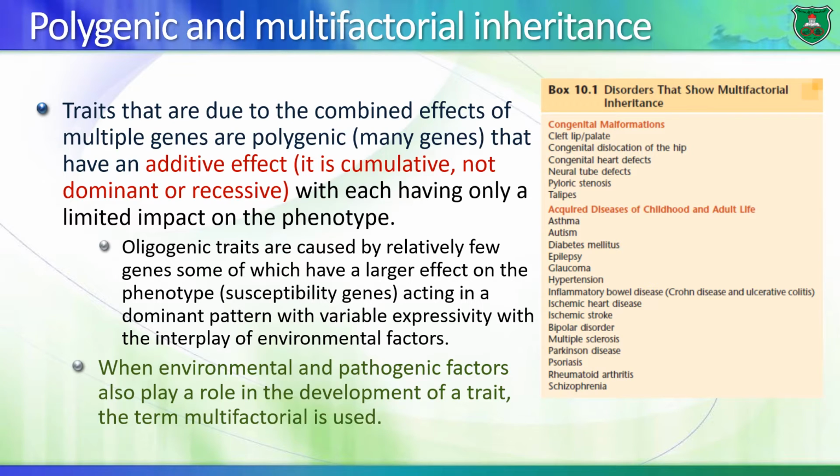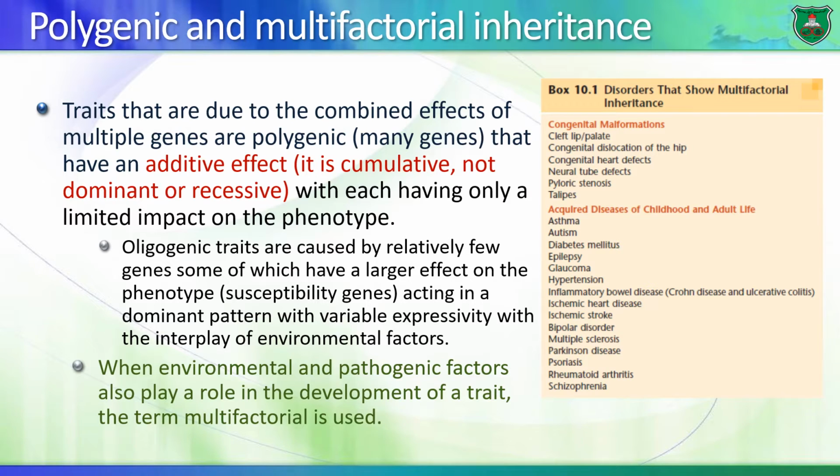Now, the effect of these genes is accumulative, meaning that there is no dominant or recessive allele, rather each allele contributes something to the phenotype or to the disease. If there are few genes causing a certain phenotype, then we call this oligogenic traits. But if there are many, then we call them polygenic phenotype or polygenic trait.